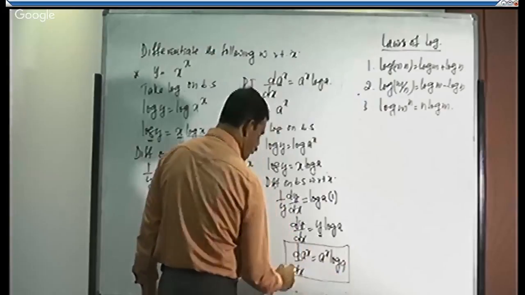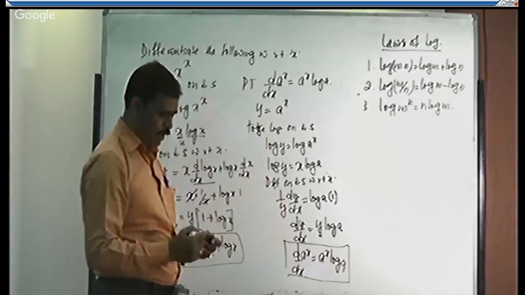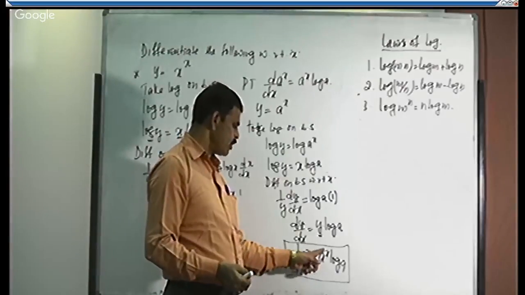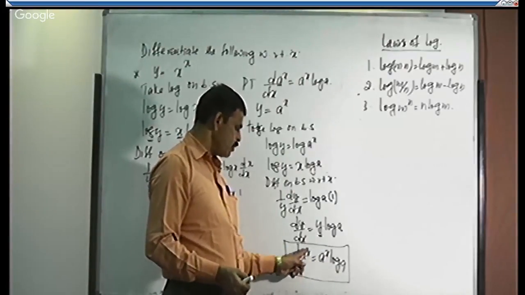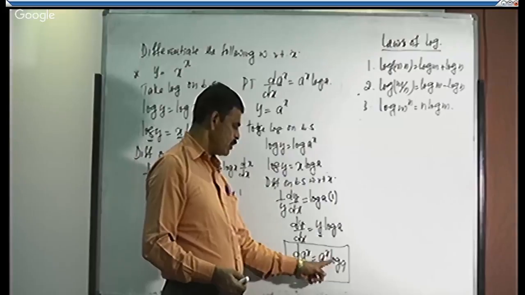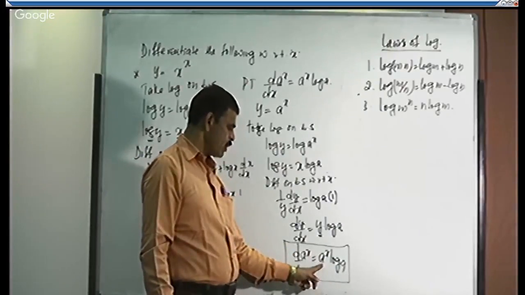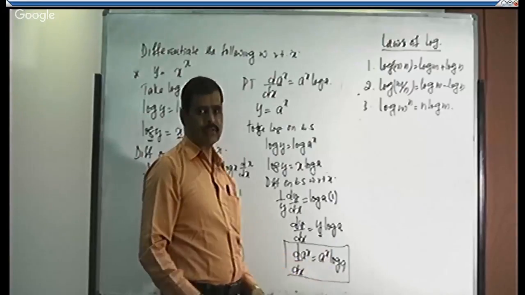So a may be any positive number. If you take 2 to the power of x, it will become 2 power x into log 2. If it is 5 to the power of x, 5 to the power of x into log 5. If it is 3 to the power of x, differentiation is what? 3 to the power of x into log 3. Right?